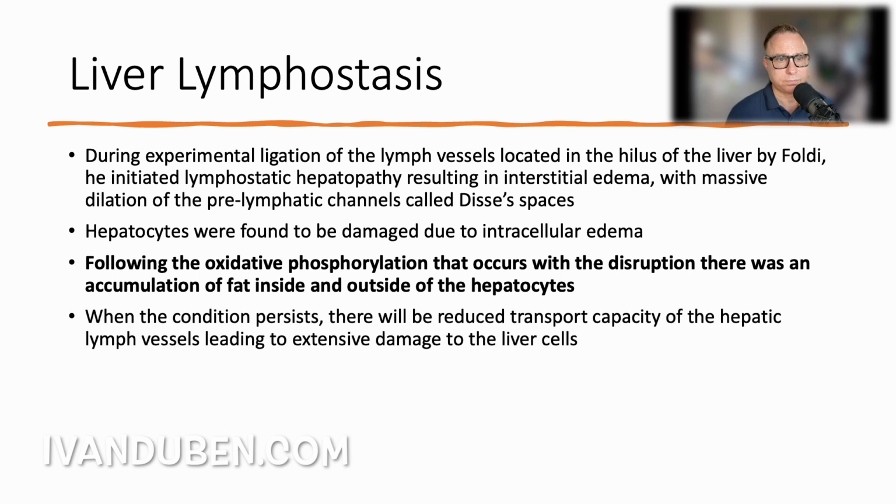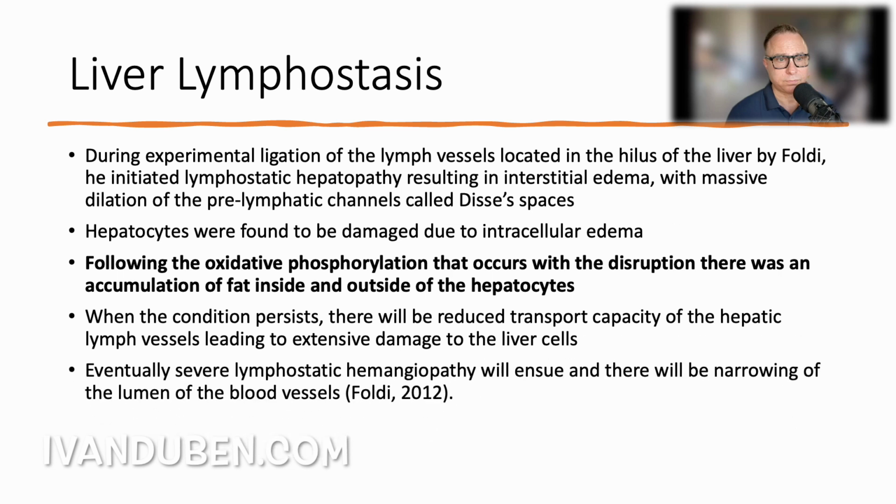When the condition persists, there will be a reduced transport capacity of the hepatic lymph vessels, leading to extensive damage to the liver cells. Eventually, severe lymphostatic hemangiopathy will ensue, and there will be a narrowing of the lumen of the blood vessels. These are all steps that are involved in the establishment of hepatic steatosis or fatty liver.